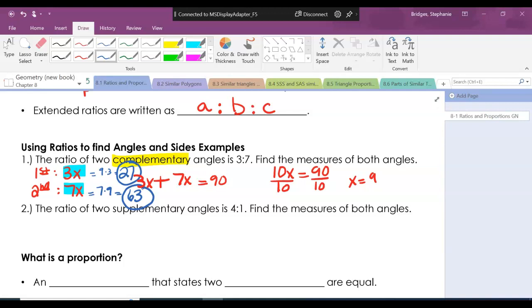Okay. So with the second one there, this time what kind of angles are we dealing with? Supplementary. So we're going to do the same process with the exception of supplementary angles add to be 180. Okay, so you're going to represent your first and your second angle. What does it say my ratio is? 4 to 1. And so what am I going to put on either one of those? 4X and 1X, yep.